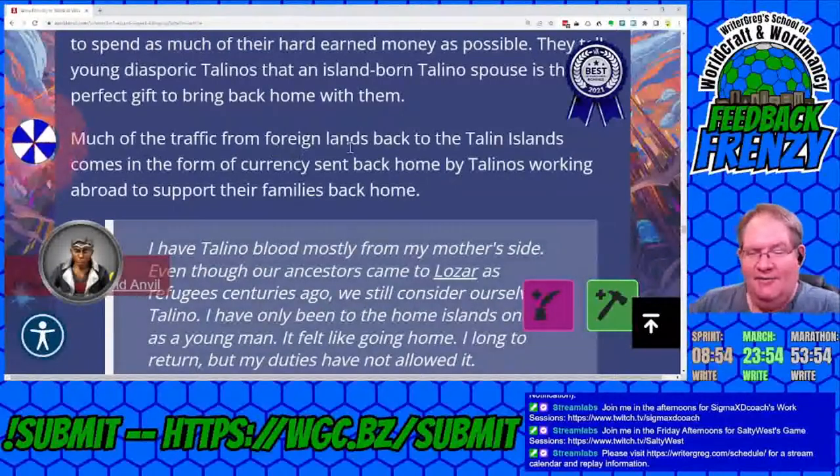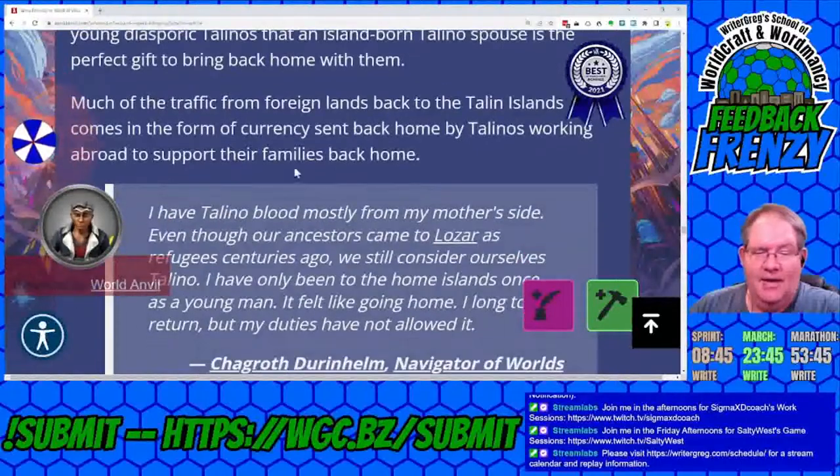Much of the traffic from foreign lands back to the Talino Islands comes in the form of currency sent back home by Talinos working abroad to support their families back home.